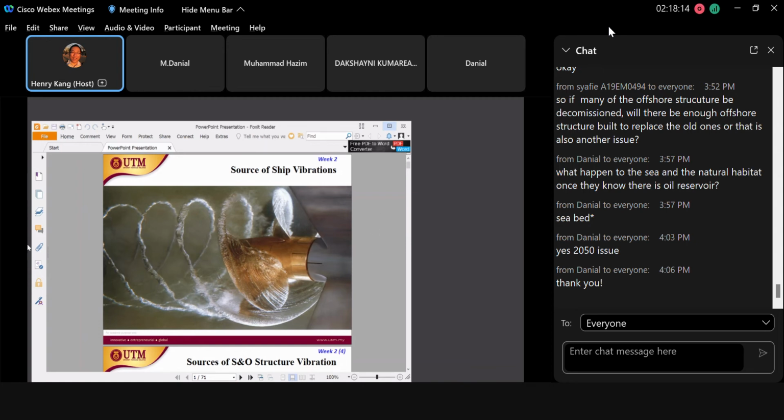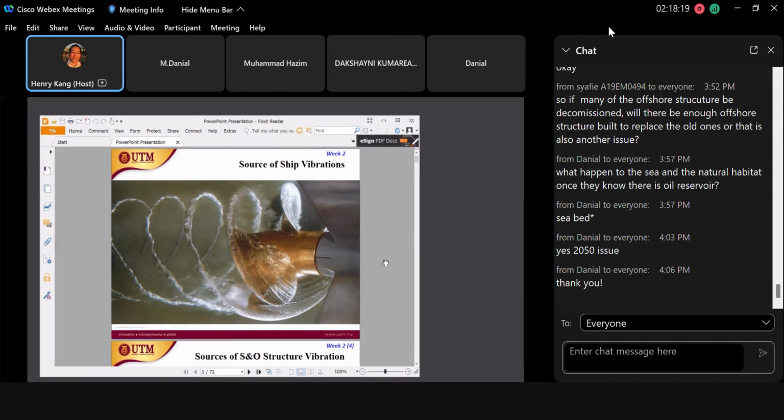So in this part, we're looking at some sources of the ship vibration. We are mainly focusing on ship vibration, and in the sources of ship vibrations, we are focusing on two main sources: the so-called external sources and the so-called internal sources.